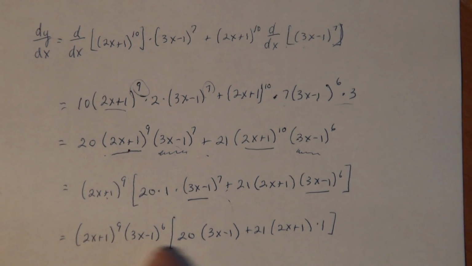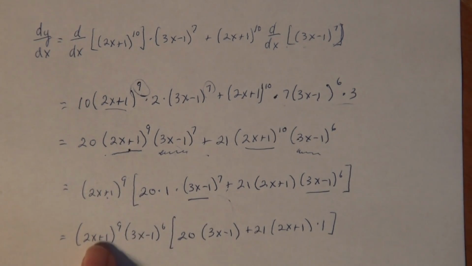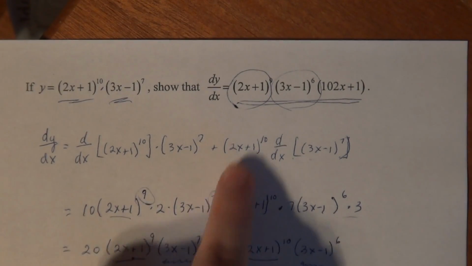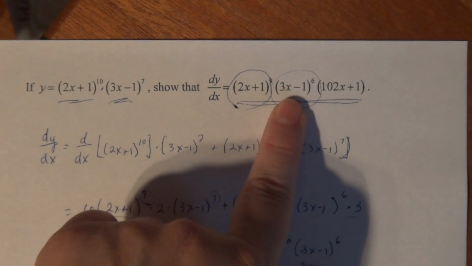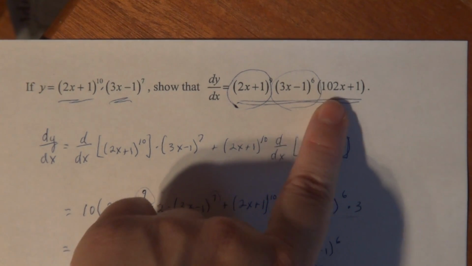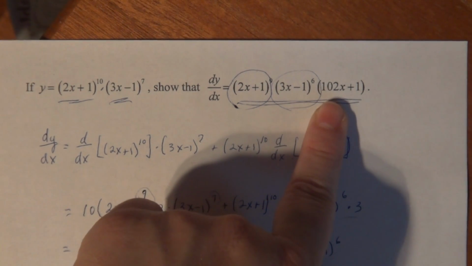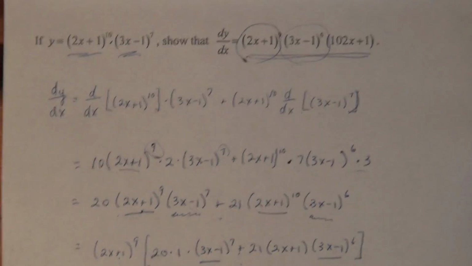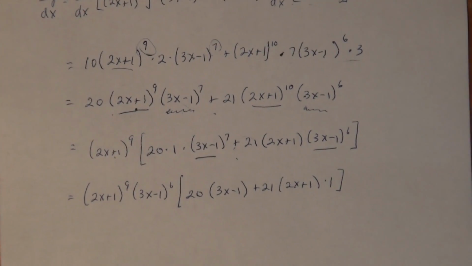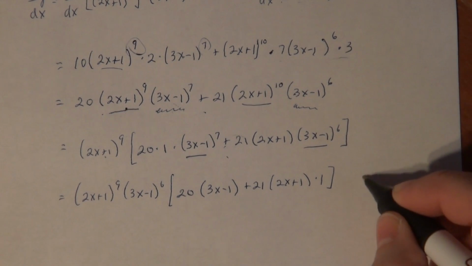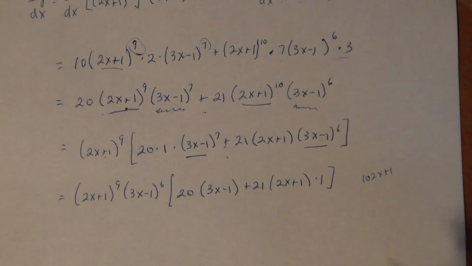If we compare this to what we want, you can see we have (2x plus 1) to the 9th, (3x minus 1) to the 6th. And if we come back up here, you see (2x plus 1) to the 9th, (3x minus 1) to the 6th. Now we hope that the stuff that's left in the parentheses turns out to be 102x plus 1. Now I'm going to come down here and write down off to the side 102x plus 1, so we remember what we're looking for since we can't see it.